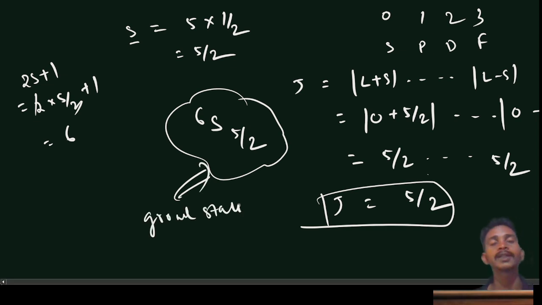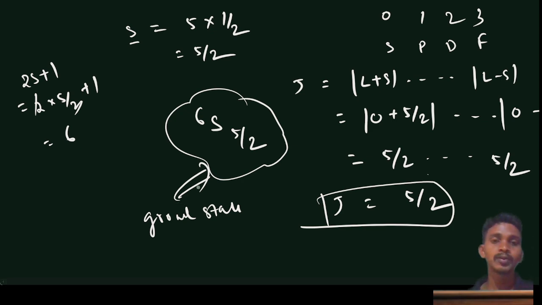Whenever the subshell is half filled or fully filled, you get only one term symbol. So there is no need to distinguish which is the ground state and which is the excited state. If two or more term symbols are there, then we distinguish which is the ground state. But if only one term symbol is there, then that itself is the ground state. So no need to apply any formulas; directly, whatever comes will be the ground state.